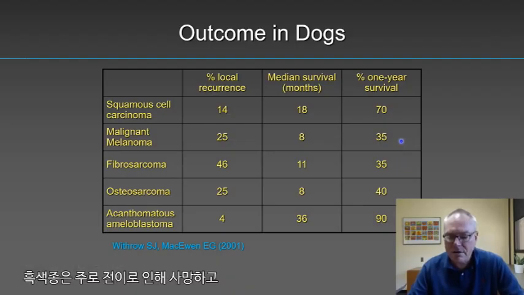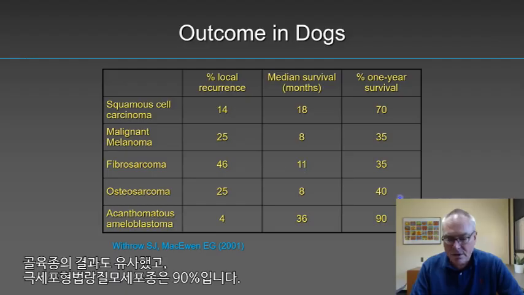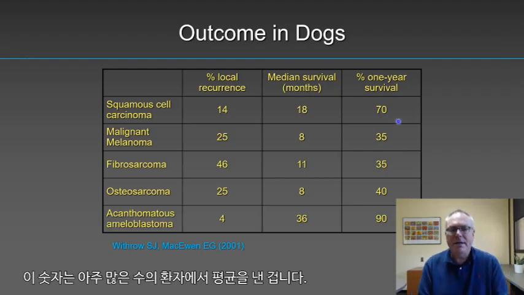So animals with melanomas tend to die as a result of distant metastasis. Fibrosarcomas tend to be euthanized as a result of the high local recurrence rate. And osteosarcoma was very comparable, and acanthomatous ameloblastoma had the best success rate, in the order of 90%. Now these numbers have to be put into perspective.